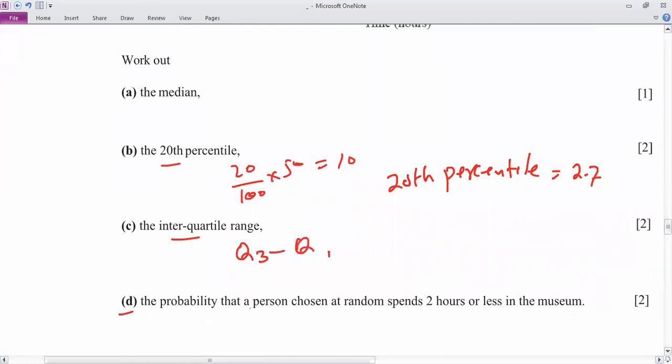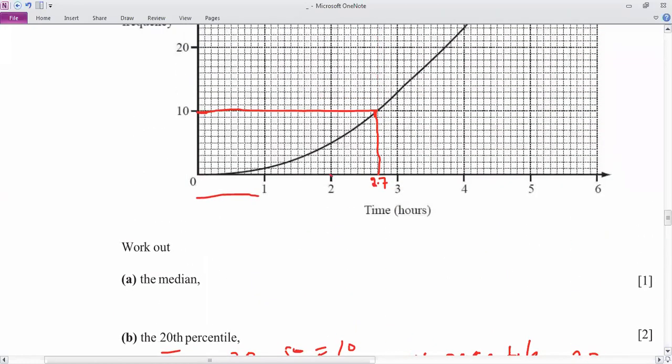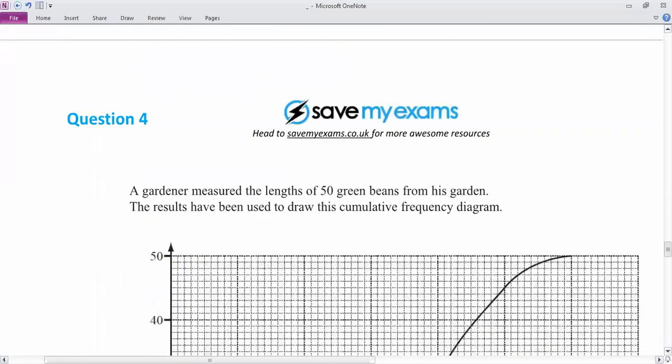And in the D part, the probability that a person chosen at random spends 2 hours or less. You have to find the probability of 2 hours or less. So these are 2 hours. First find how many have 2 or less. From here come, each box is 1. So this is 1, 2, 3, 4, 5. So 5 people are taking 2 or less hours. So it will be 5 out of the total, which is 50. Yes. 1 over 10, or even if you don't simplify in the probability, it doesn't matter.